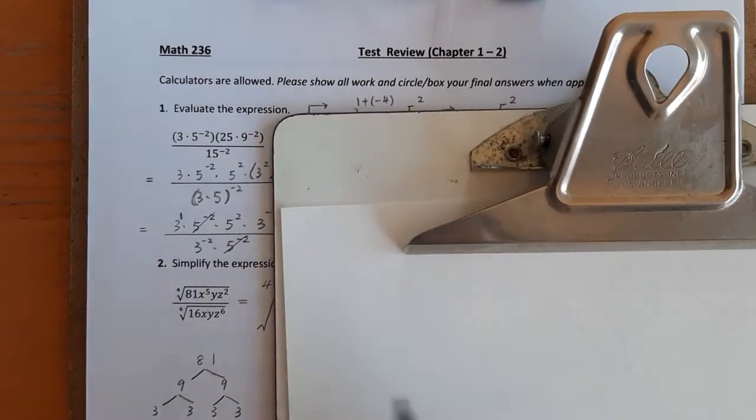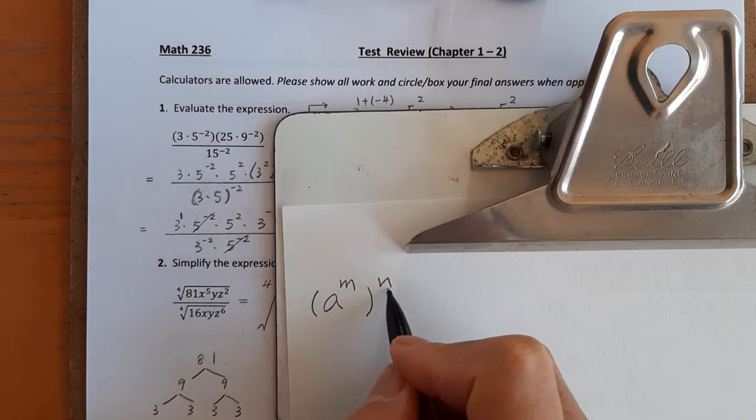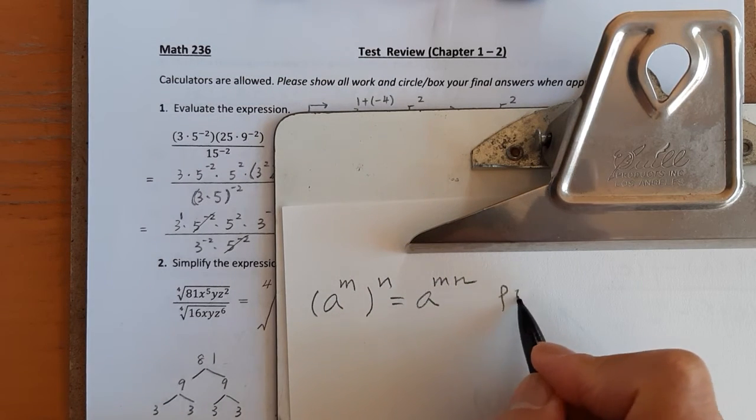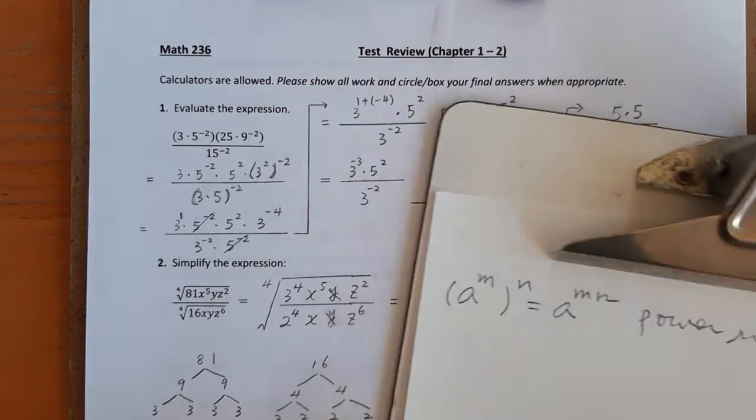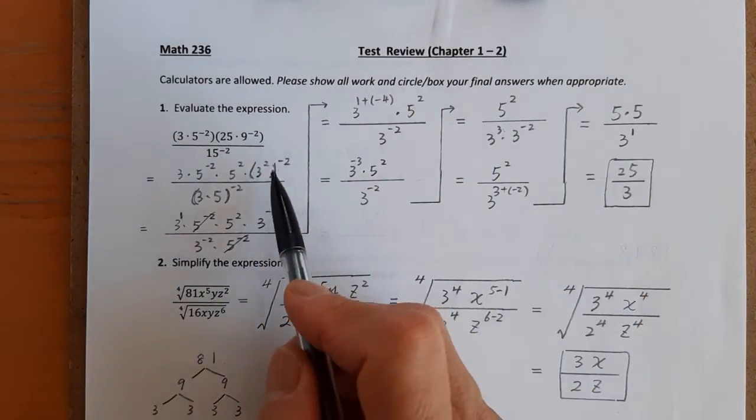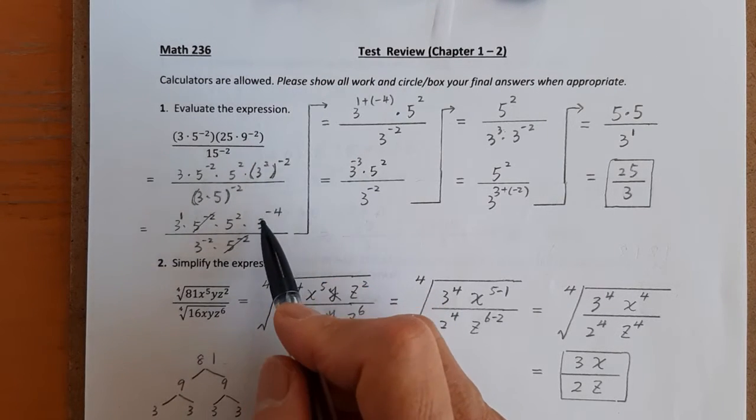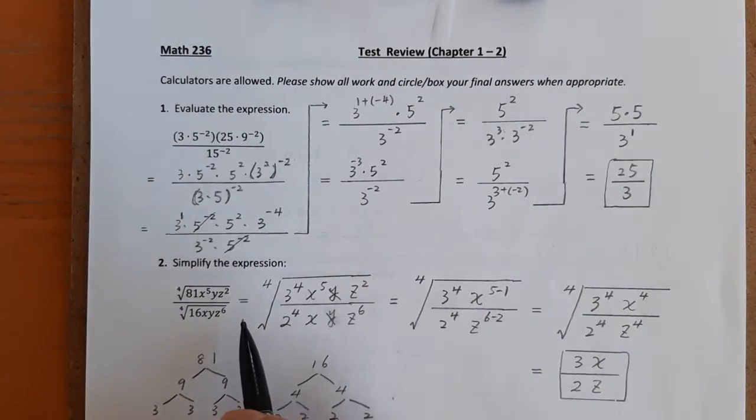The power rule of exponents is a to the power m to the power n equals a to the power m times n. This we call the power rule of exponents. So tying together the exponents, m times n. The base is 3. 2 times negative 2 gets negative 4.